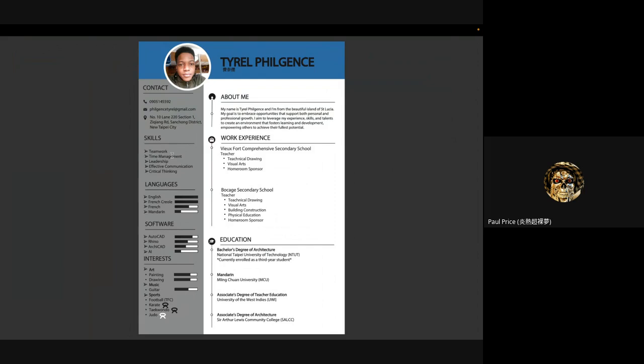Some of my interests, art. This is how much I would rate my painting and drawing skills. I think I have a pretty good talent when it comes to art. Music, I play the guitar. This is my guitar skill. Again, it dropped because I have not been practicing.